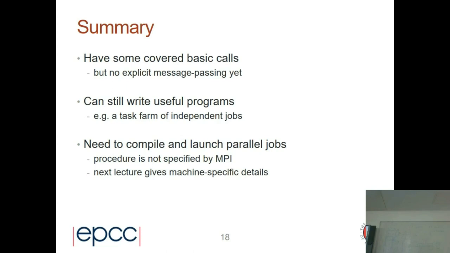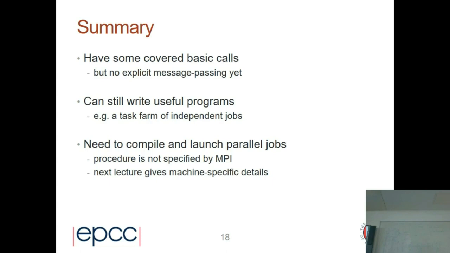It's called the message protocol. I haven't actually told you how to send messages yet, but we could still write useful programs. Imagine I had 100 files I wanted to process in parallel. I could run an MPI program with 100 processes, and each process could ask, what rank am I? If I'm rank 63, then I'll process file 63. So you could write fairly trivial but useful programs in this.